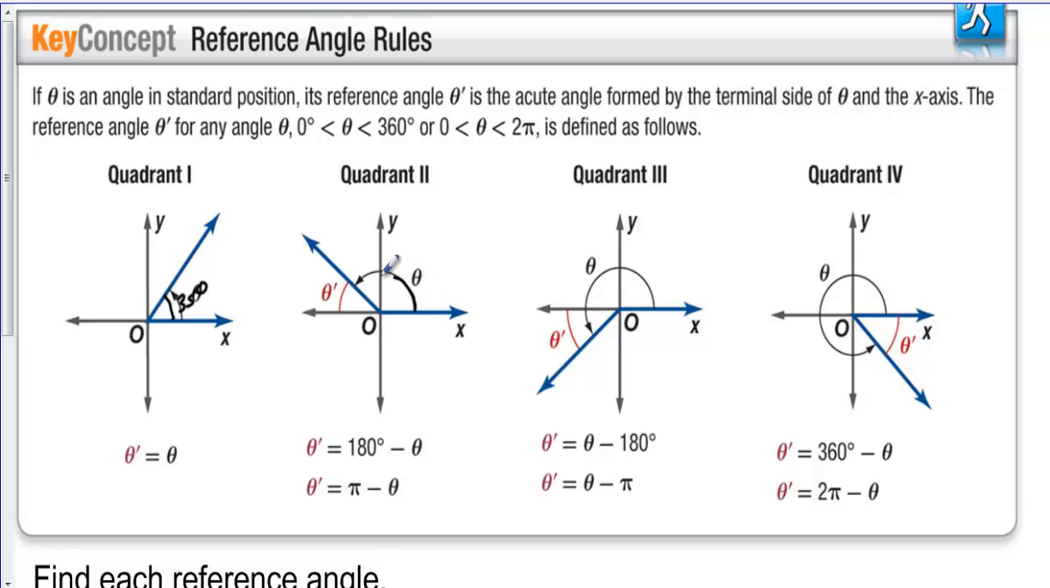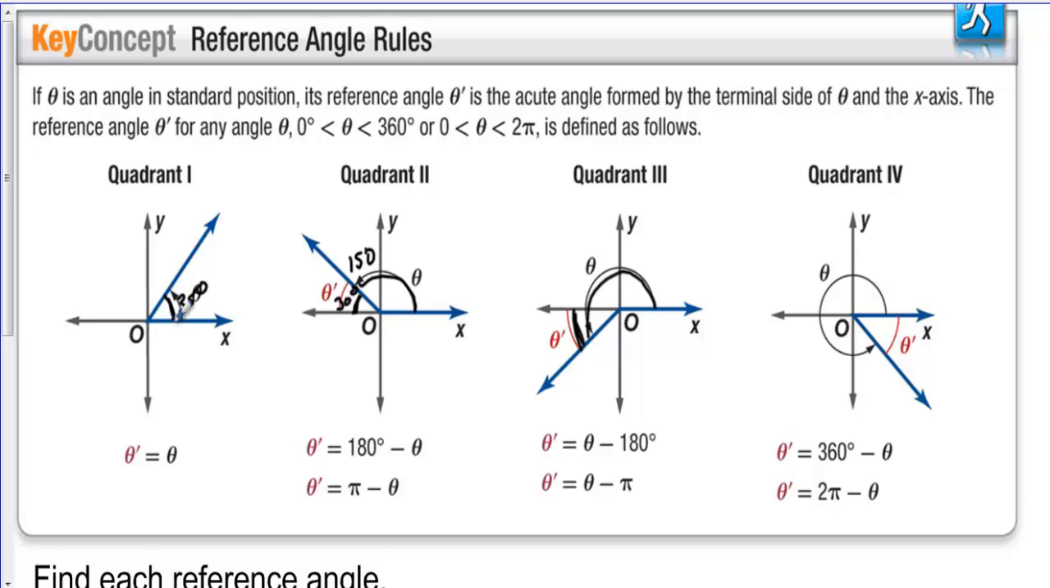If our angle was, let's say, 150, then our reference angle would be the distance, or the amount of degrees or radians, it would take to get to the x-axis. So to get to the x-axis, in this case, would be 30 degrees. So the reference angle is 30. Now, if we go past the negative x-axis, the reference angle is, well, how far past did we go? Or in other words, how far away is the angle to the x-axis?